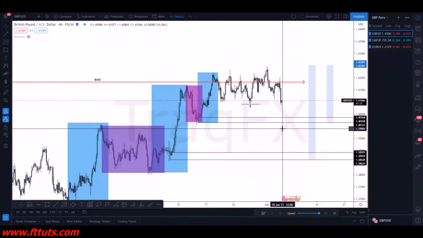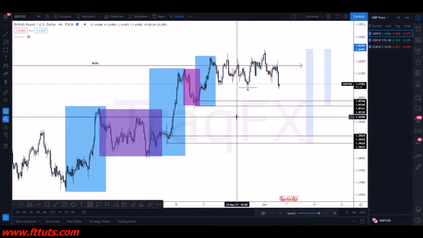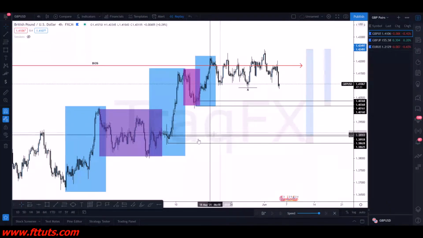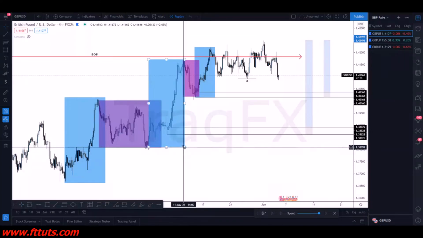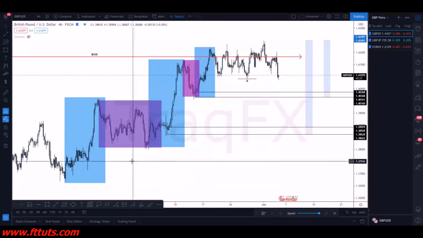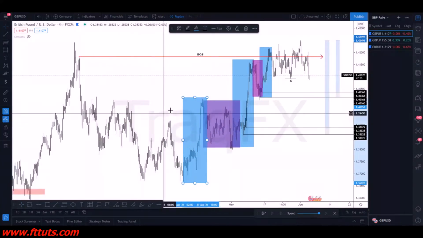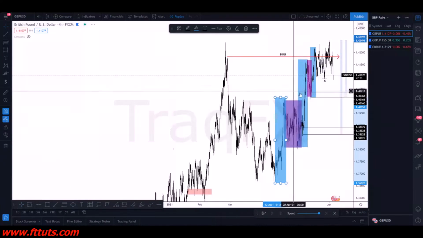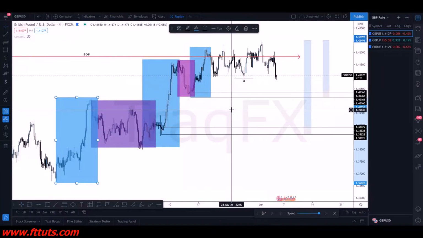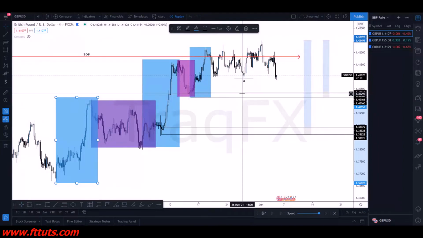And now what we want to do is focus on the major levels that caused that. In this case, our major levels would be this one and this one. I wouldn't be focused on this one, because this is way too deep for GBP USD to really retrace, and it doesn't make sense because we are in an uptrend.